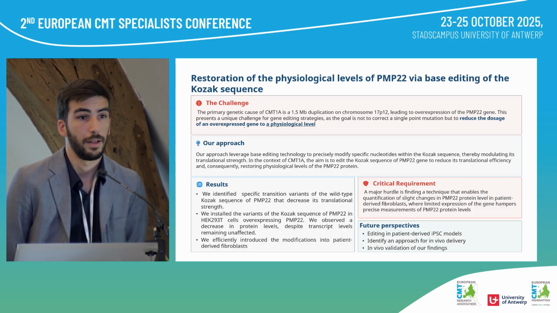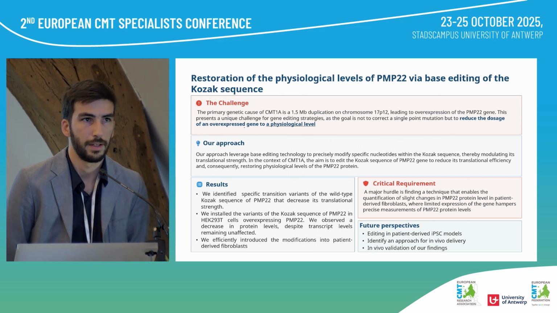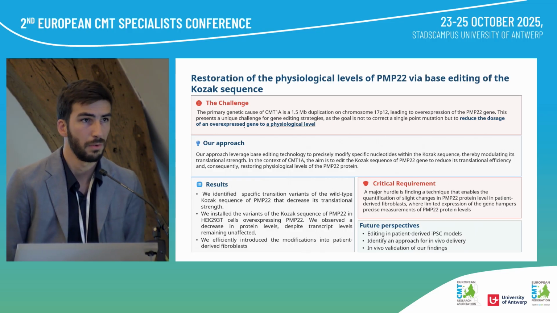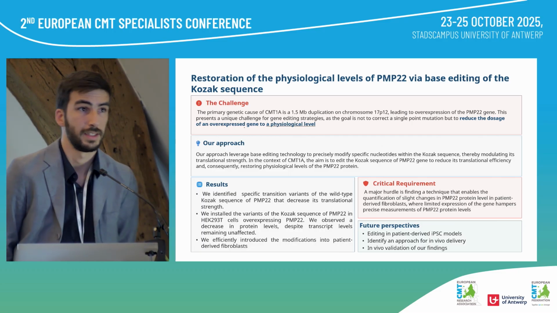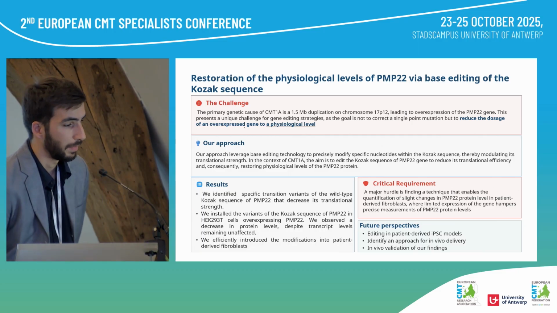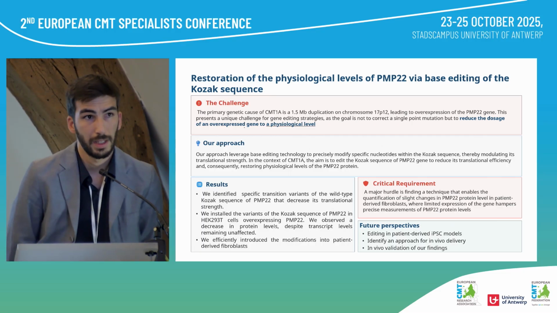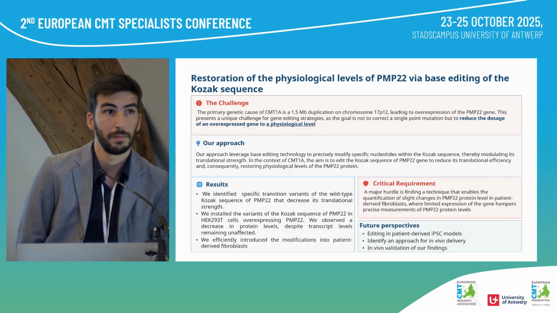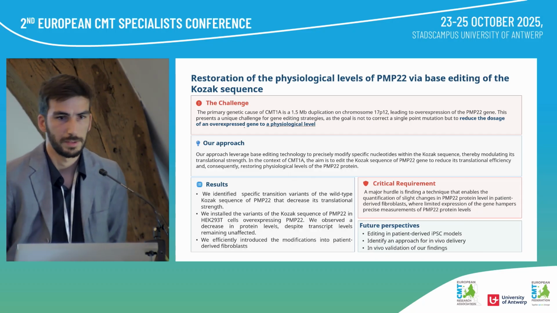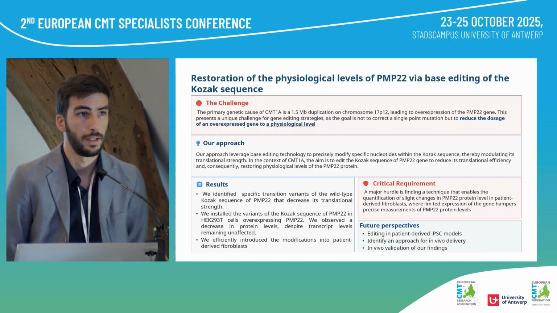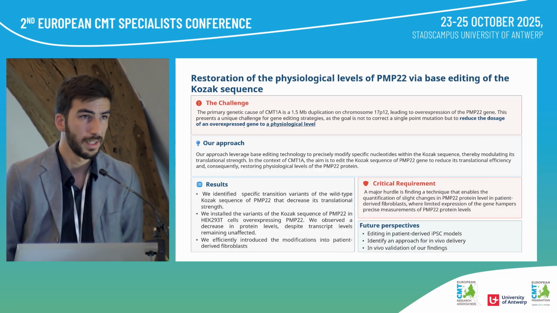We identified 3 variants that decrease the translational efficiency by different amounts, and we installed those variants into HEK293T cells overexpressing PMP22. And actually, we see what we wanted: a decrease in protein levels, while the mRNA levels remain unaffected.